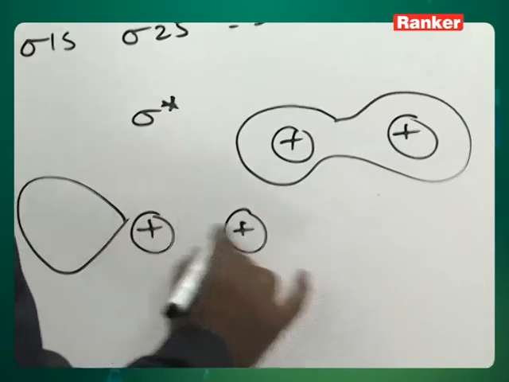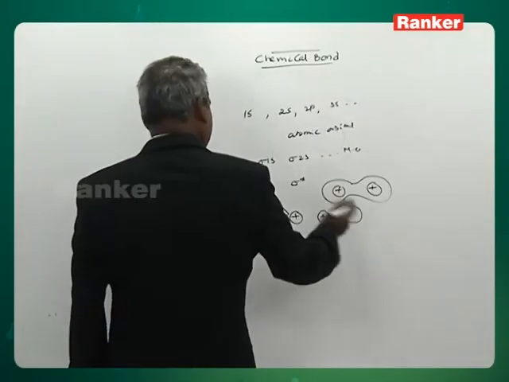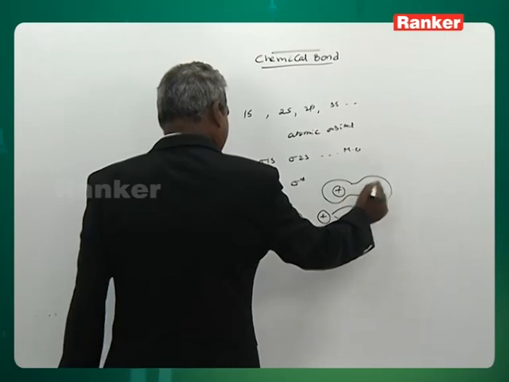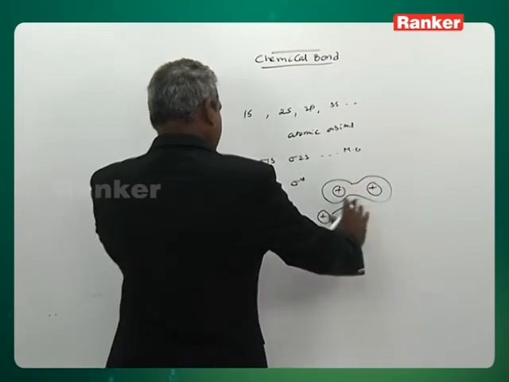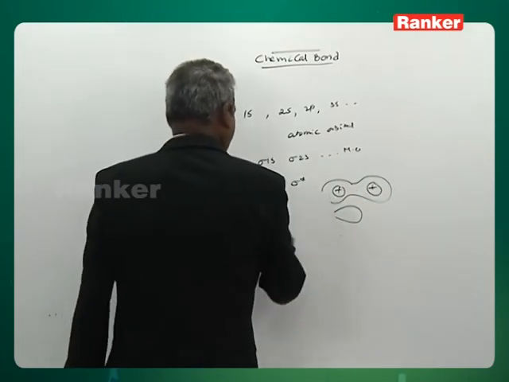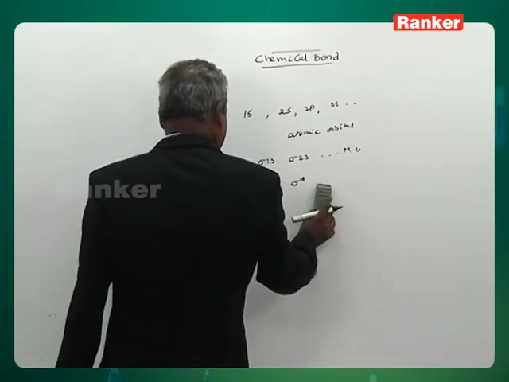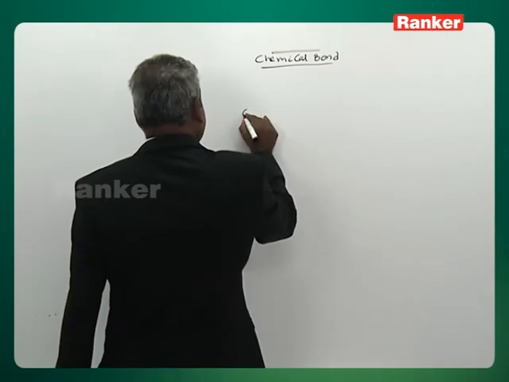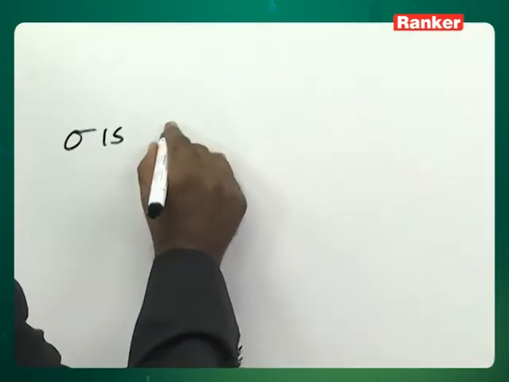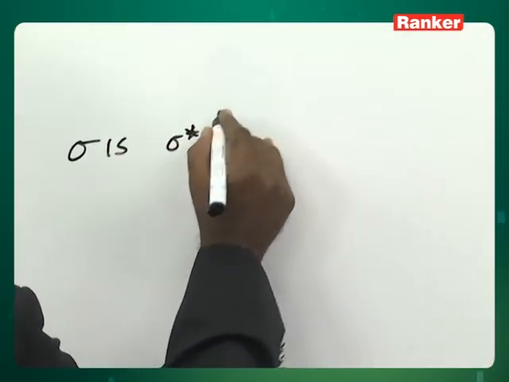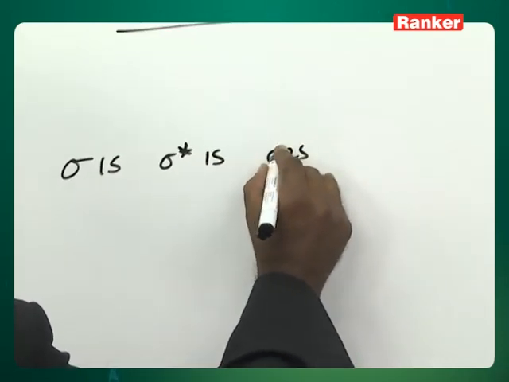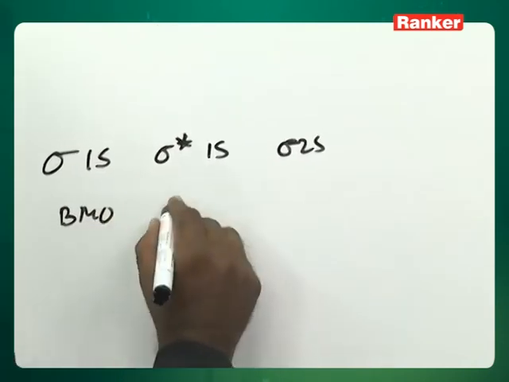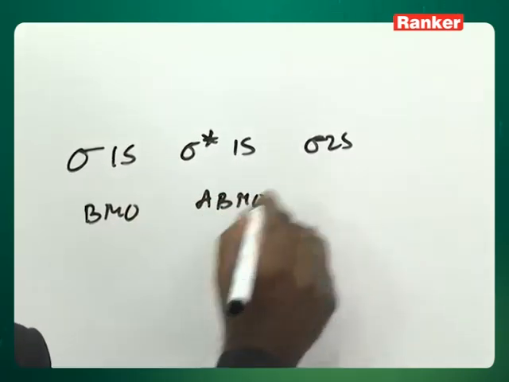This is an anti-bonding molecular orbital, which is away from the nuclei. So here these two are bringing the atoms together, and here these two are taking the electrons and atoms away. So what are the bonding molecular orbitals? Sigma 1s, sigma star 1s, sigma 2s. Whenever there is a star, this is a bonding molecular orbital, and this is an anti-bonding molecular orbital.